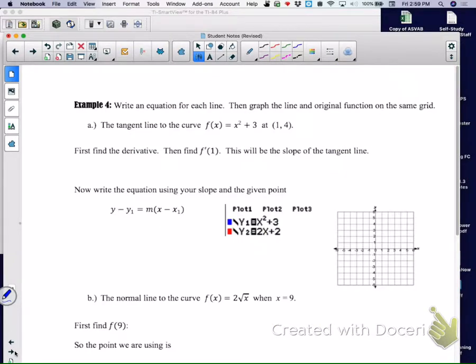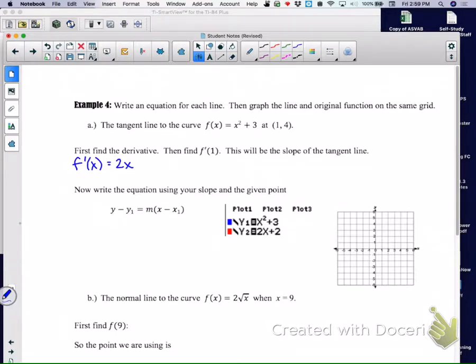Now we get into actually writing the equations of the lines here. So write an equation for each line, then graph the line and the original function on the same grid. All right, so to write an equation for a line, I need a point and a slope. So looking at A, the tangent line to the curve f of x equals x squared plus 3 at (1, 4). Okay, so there's my point that I'm going to use. I just need the slope. So to find the slope, I'm going to need to find the derivative. The derivative of f of x would be just 2x. The 3, remember, turns into a 0.